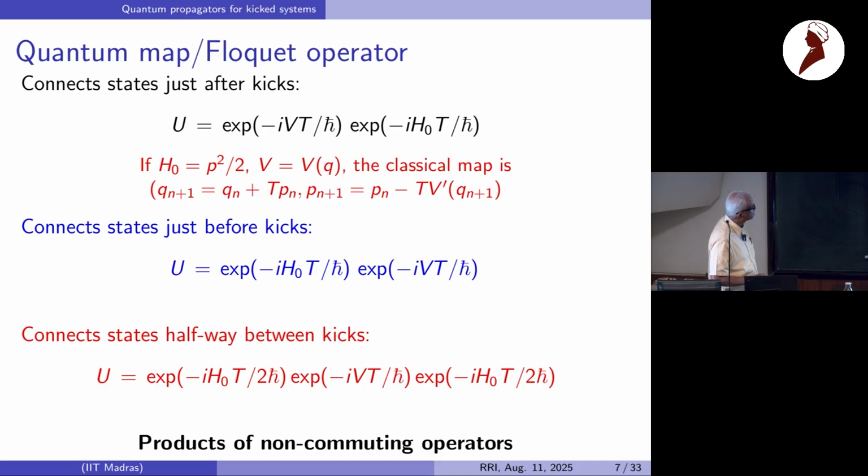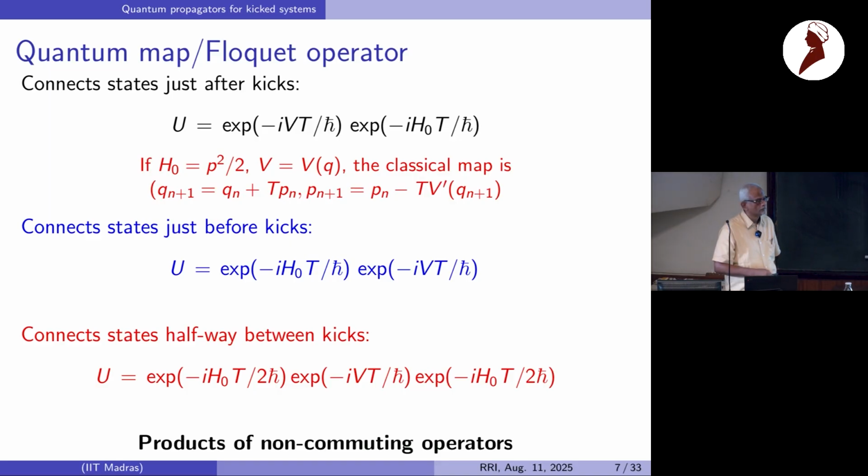So in particular, if this H0 is kinetic energy like P squared by 2 and this V is V of Q, the classical map is given like this, and this is the quantum map. So this connects the states just after kicks to just before kicks, first the kick and then the free motion. So it's just interchanging this order. You can also derive a map which is connecting halfway between kicks. So then you are deriving halfway the free motion, then the kick, and then halfway the free motion. All of them are equivalent. It's only how you're defining the base time.